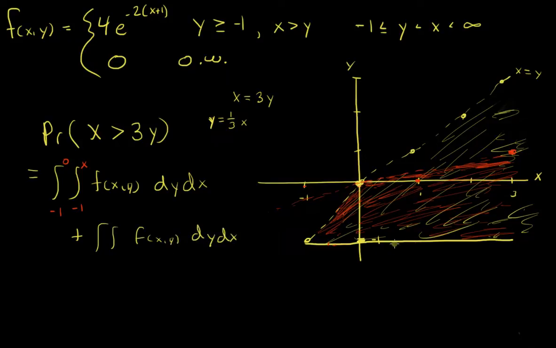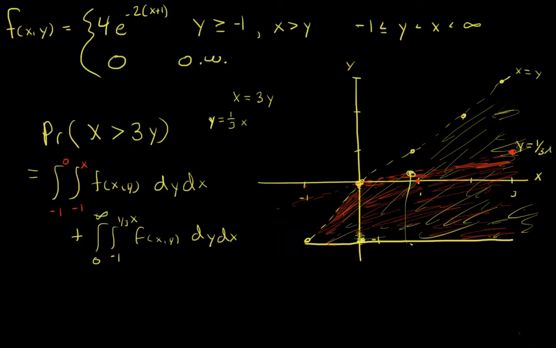Okay, so now for the second piece, y goes from -1 to whatever this line is. So remember, y equals 1/3 x. So from -1 to 1/3 x. Okay, and then what does x go from? In this piece, x travels from 0 onwards to infinity.